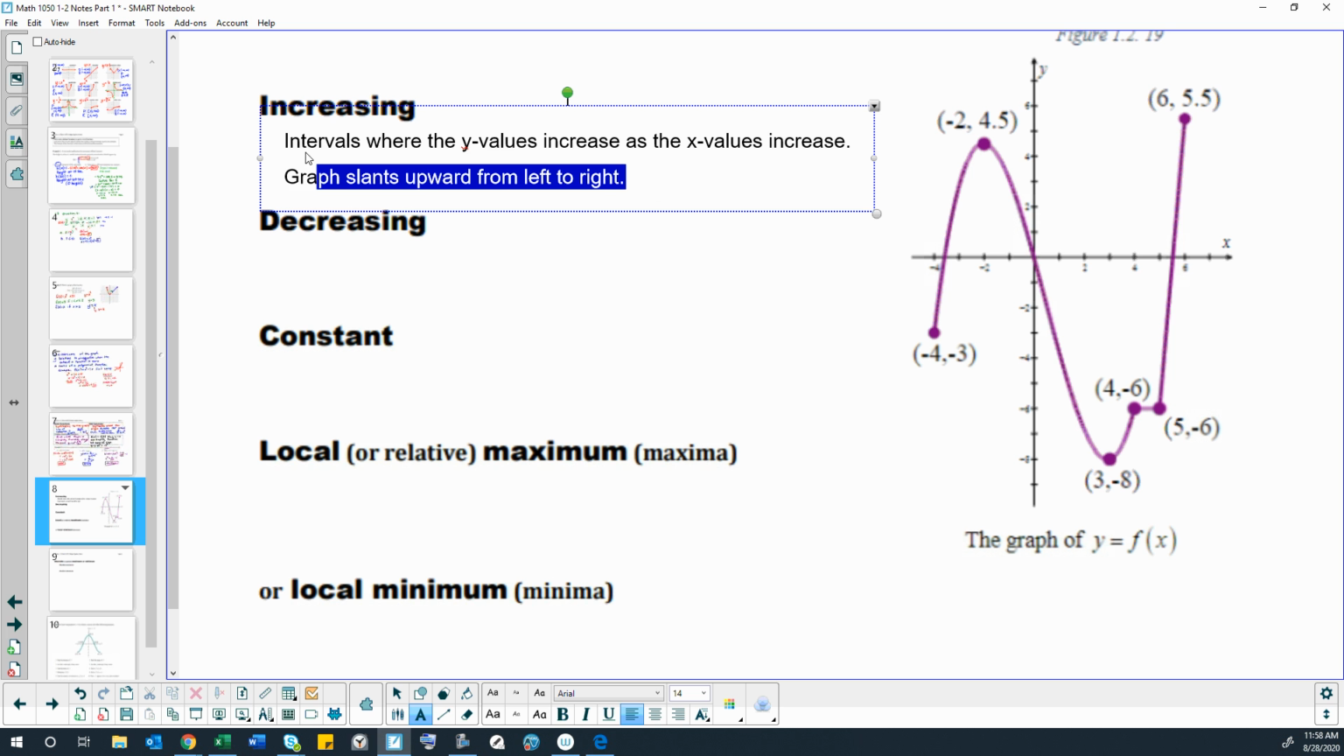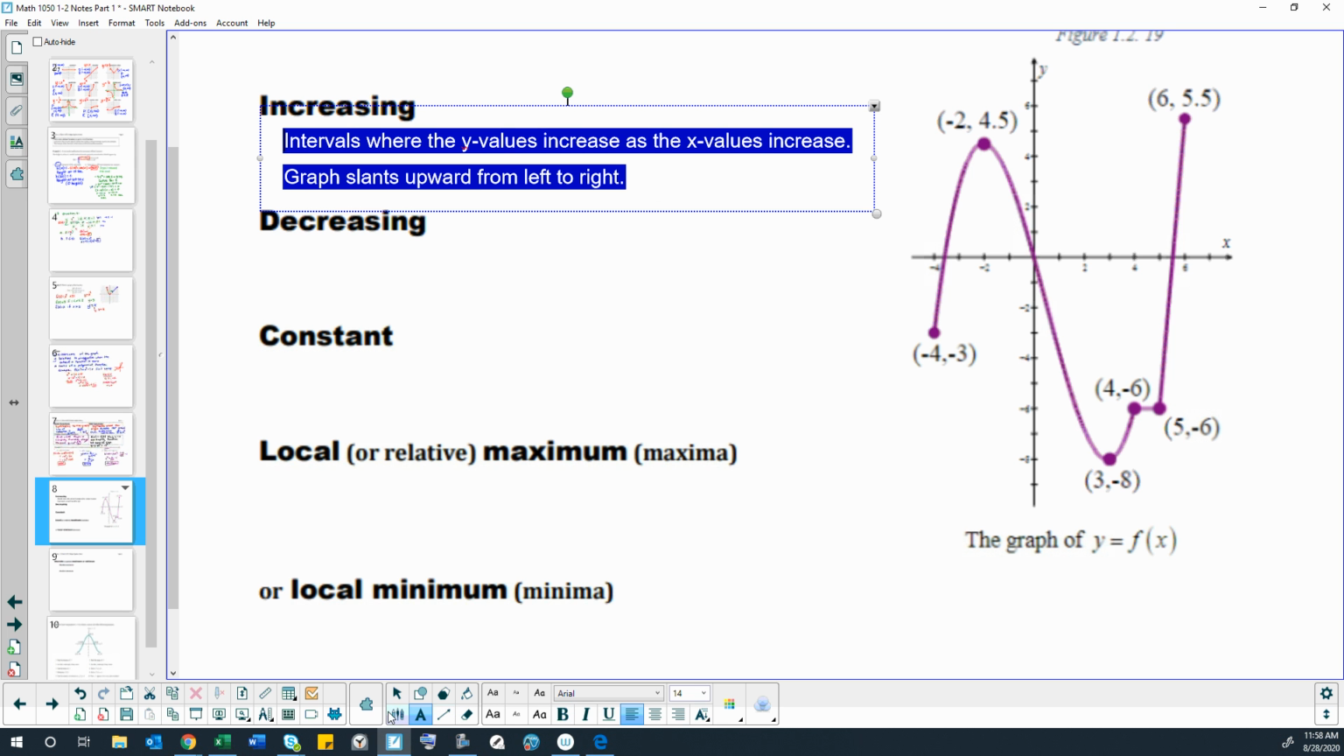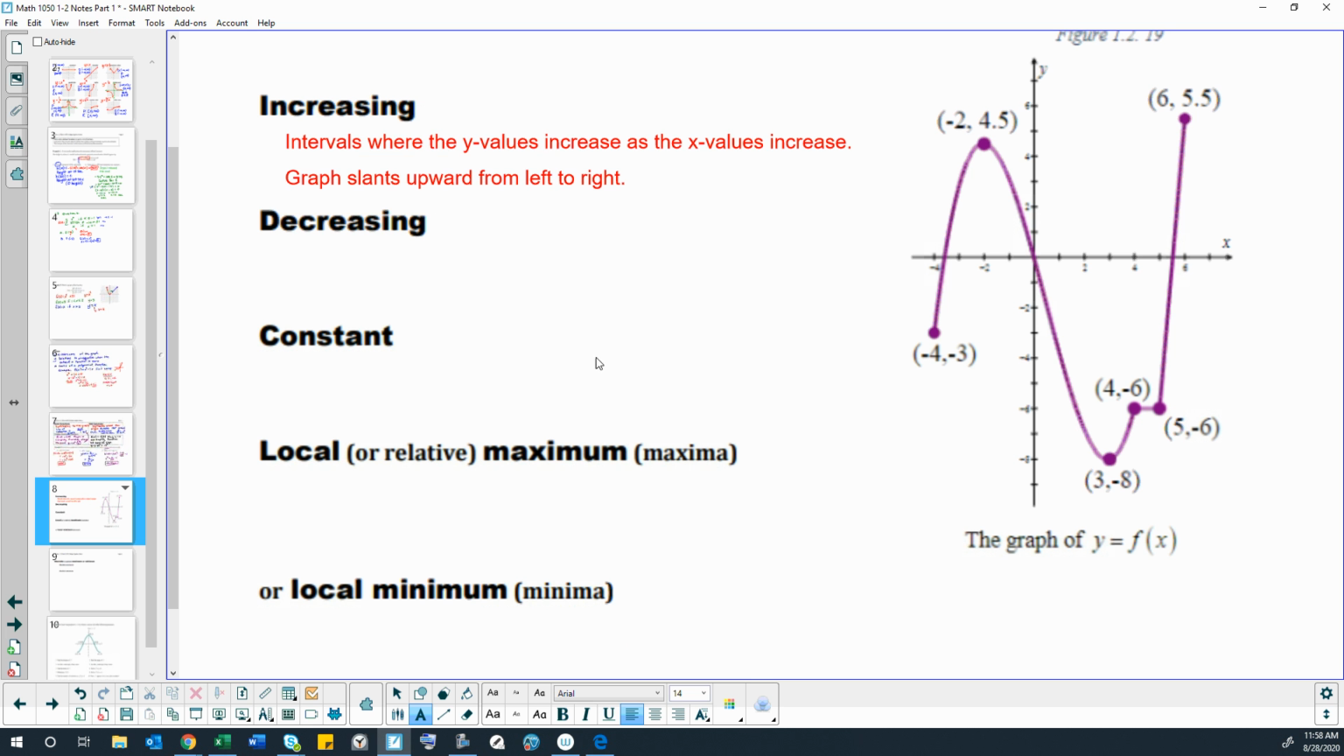Okay, I'm going to change the color of this, because I like colors. There we go. Okay, let's look at our sample right here, and let's look at intervals where the graph is increasing.